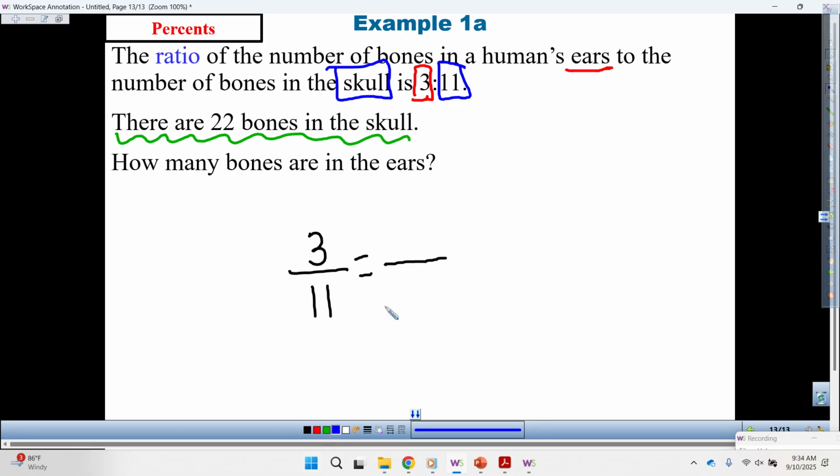Nick says on the bottom, hands if you agree. That is correct on the bottom. Why? Because the 11 corresponds to what? The skull. Same thing on this one. 22 corresponds to the skull.